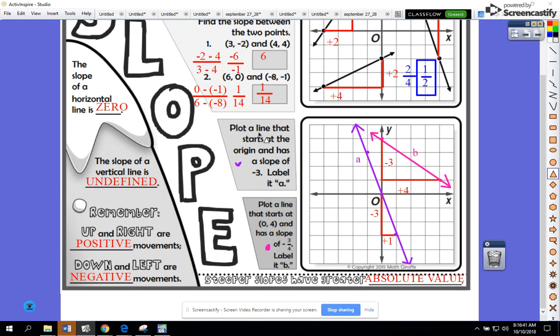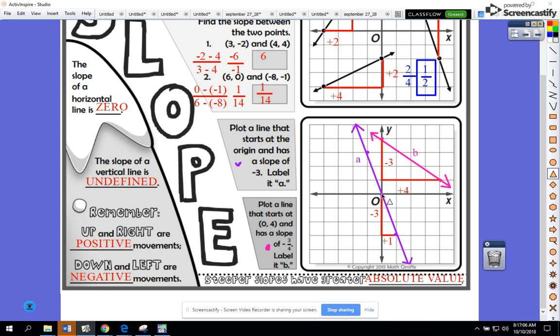If I'm plotting the line, so let's plot a line that starts at the origin and has a slope of -3, label it A. So I'm going to start here. This is the origin. And if my slope is -3, that really means I need to go down 3 and over 1. Or you can think about, if you're looking at your tiles, I'm going to be decreasing 3 tiles for every case number. So if I go down 3, I'm going to go over 1. That's going to give me my next point.